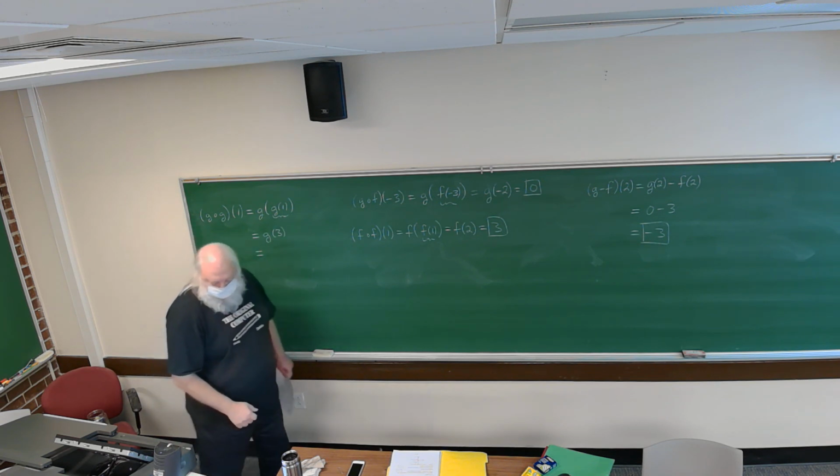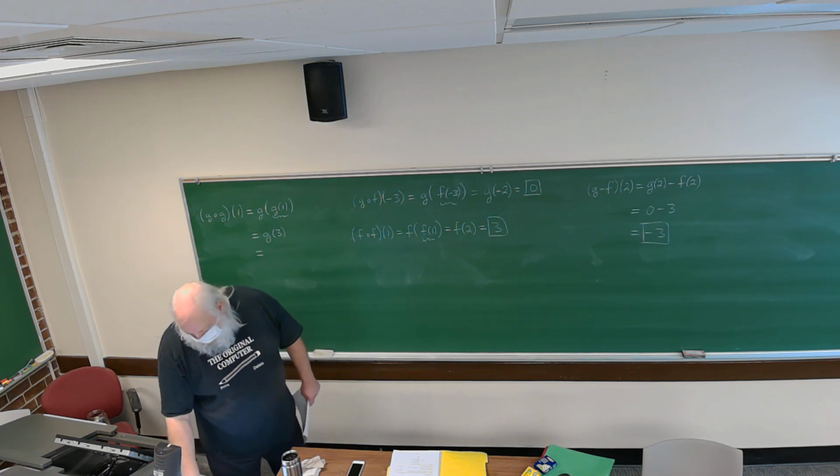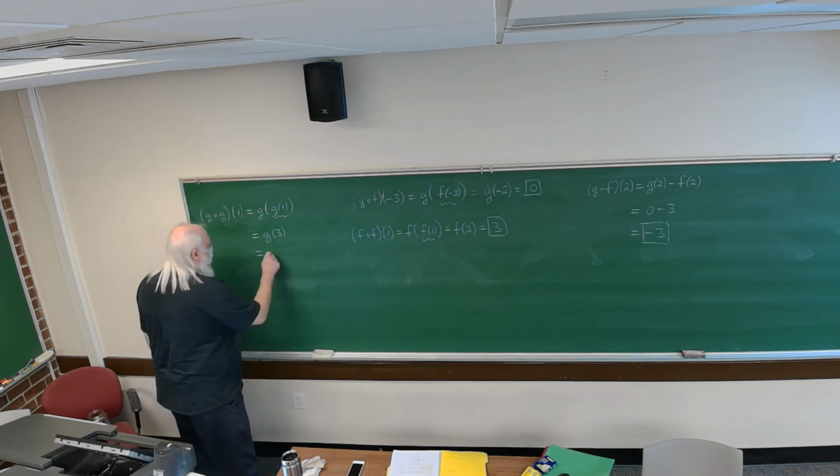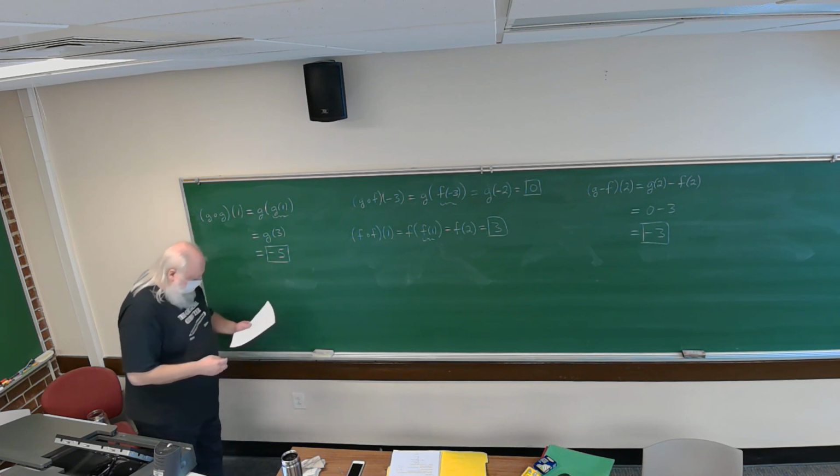Now you've got to find G of 3. So here's x equals 3 on the graph of G of x. And you see the point at x equals 3 is down here, and it has a y coordinate of minus 5. So G of 3 is equal to minus 5.